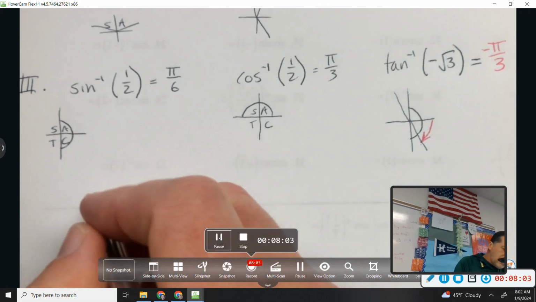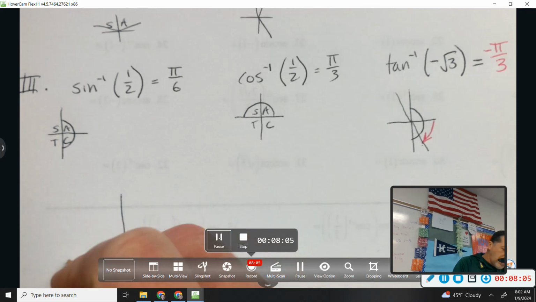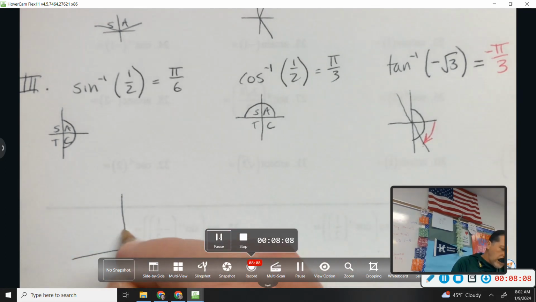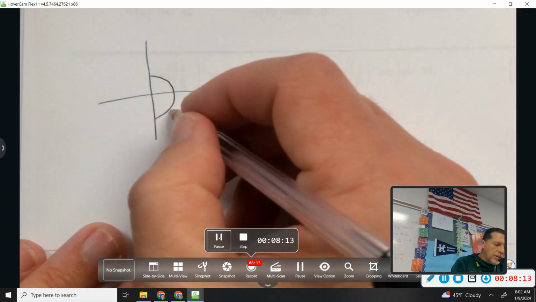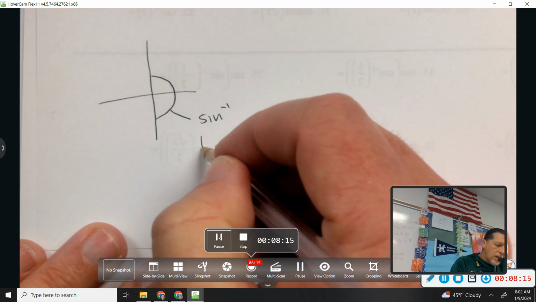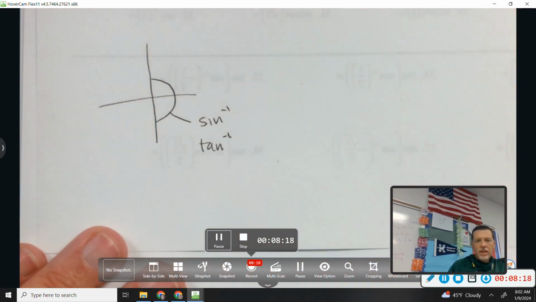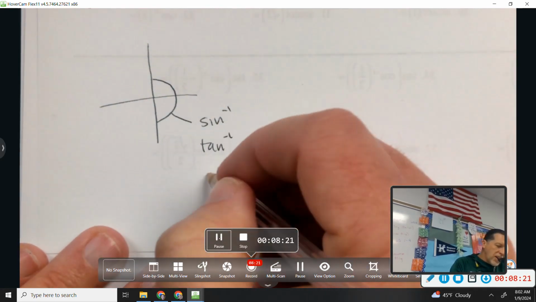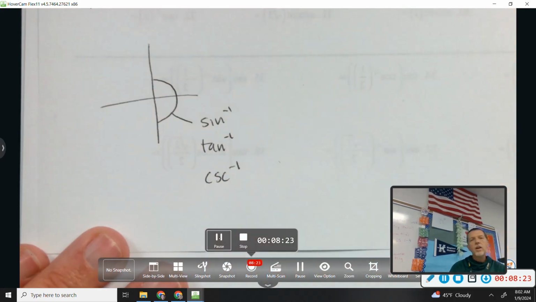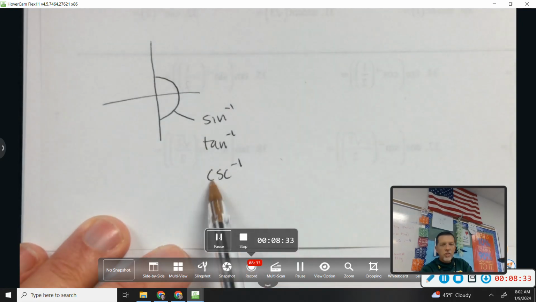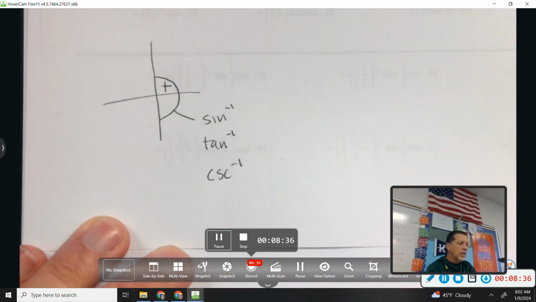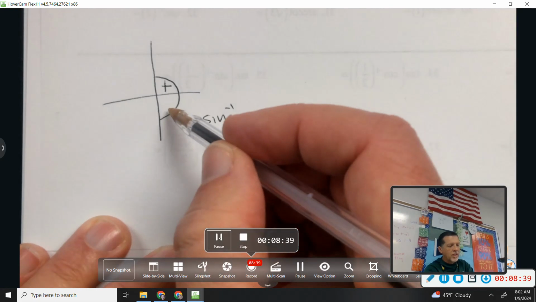All right, let's put them all on one picture here. If you're doing inverse sine, you're going to be looking in quadrant 1 and 4. Inverse tangent goes there as well. And then almost always paired with sine is cosecant. So if you've got sine, tangent, or cosecant, you're looking in quadrant 1 or 4. Because all of those things are positive, everything's positive in quadrant 1, and those things are negative in quadrant 4.